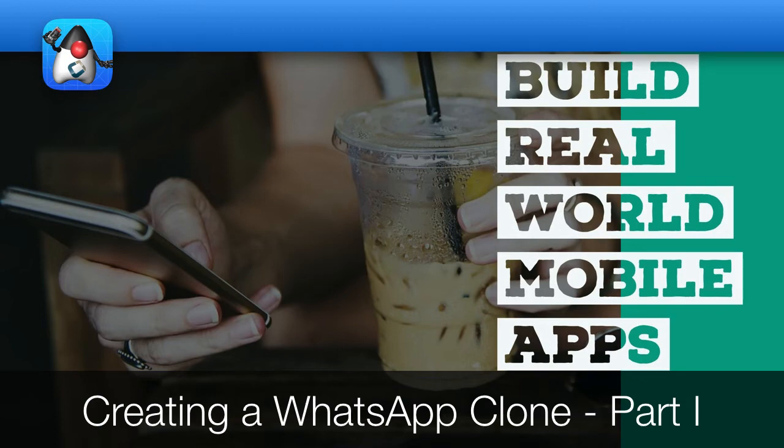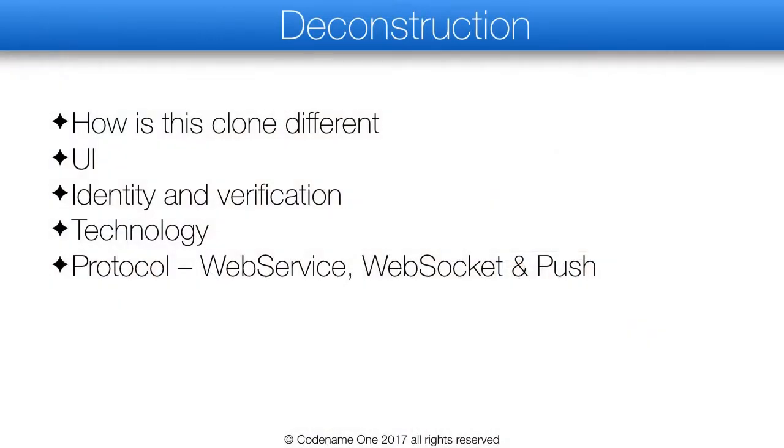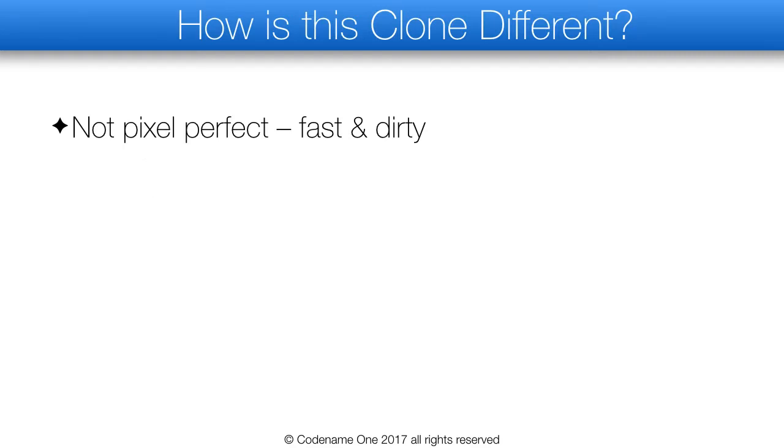In this module, we'll build a rudimentary WhatsApp clone. I'll take a very different path when compared to previous cloned applications here. We'll talk about that and these things in the next few slides. The first thing I'd like to go into is that this clone isn't pixel perfect. It's a fast and dirty clone.